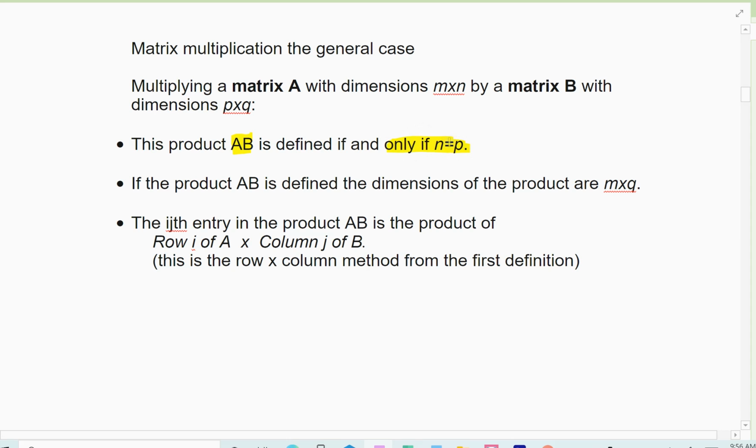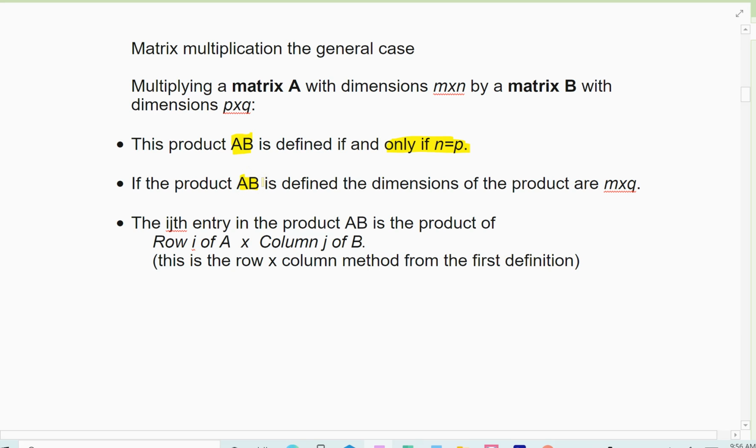The N and the P have to match up because that's telling me I've got enough numbers in each row to multiply by the numbers in each column. So those have to match. If they do, then we can do the math. The operation is defined.